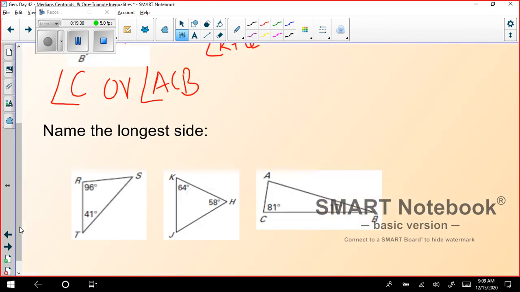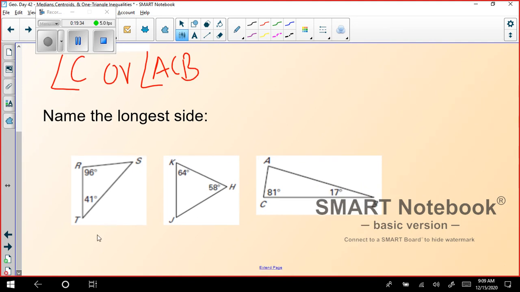Name the longest side. I'll do the first one once again, and I want you to try the other two. If this is 96 and this is 41, to avoid any doubt, let's see what angle S is first. Angle S is going to be 180 minus 96 minus 41, so 43 is this particular angle. So definitely the largest side is going to be corresponding to 96. So TS.